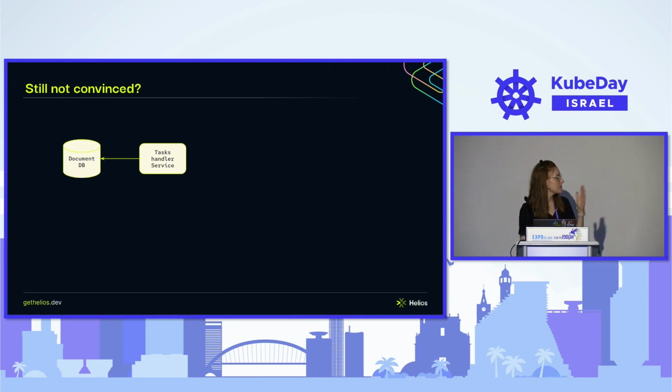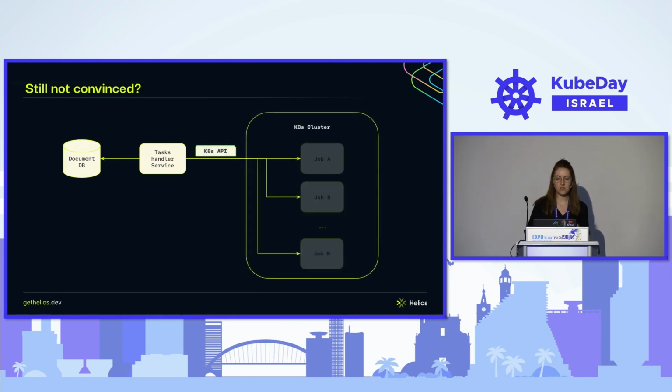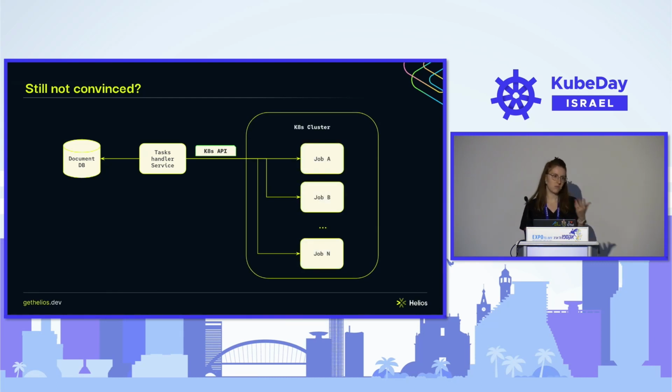So let's assume that the task handler service reads a document from our document DB. And then it makes a call to a Kubernetes cluster and runs logic as part of a task in a job, depending on the settings that it had read from this document. So let's think about what we want to achieve here.